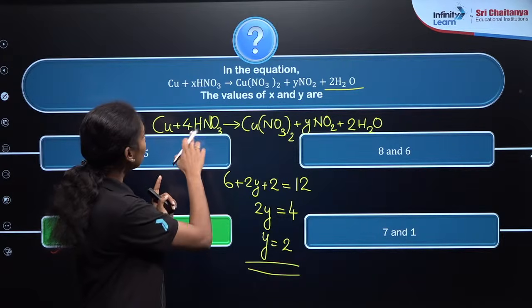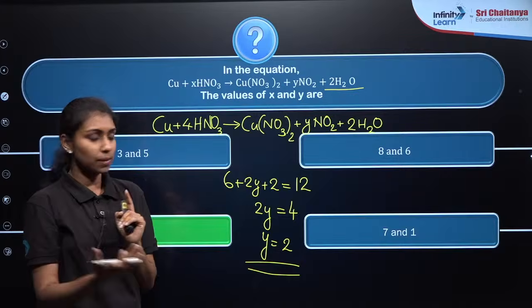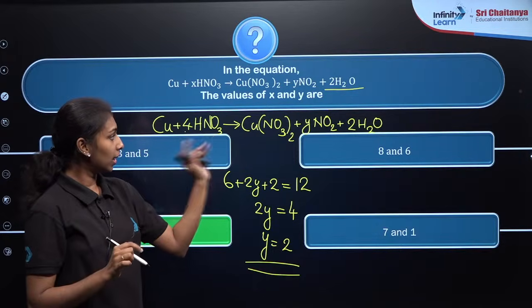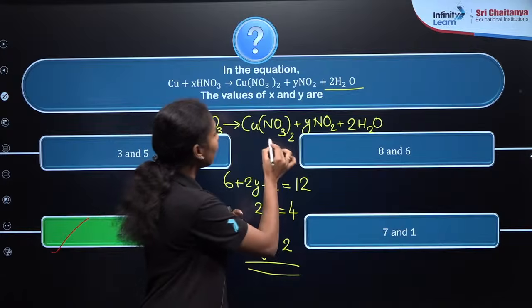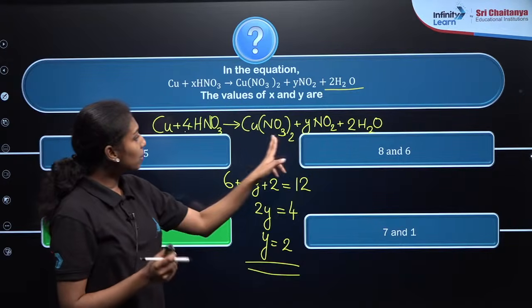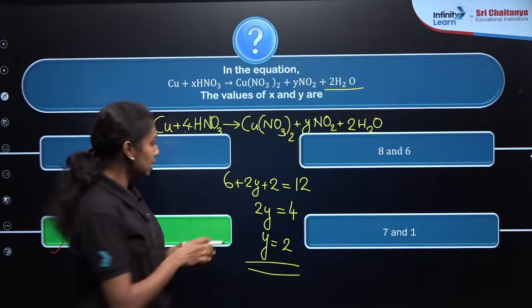4 here, right? Now we need to identify the remaining oxygen atoms. So it will be 4 into 3, 12, right? 12 oxygen atoms are present here. Now what we need to do? We need to identify the total number of oxygen atoms on the product side. So it will be 2 into 3, 6, right? That I am taking 6 here.